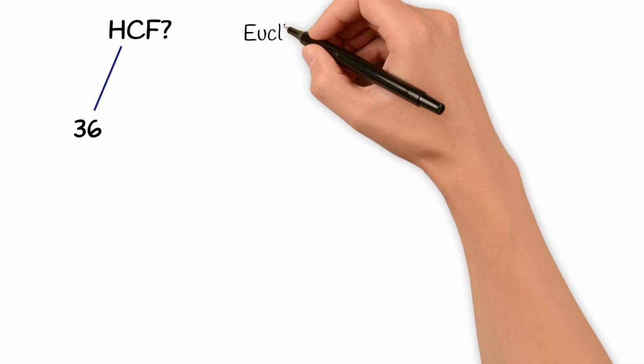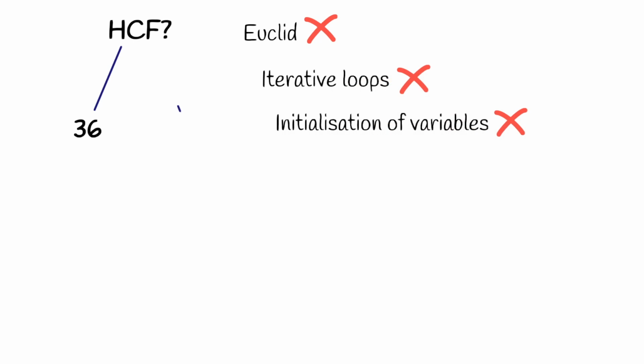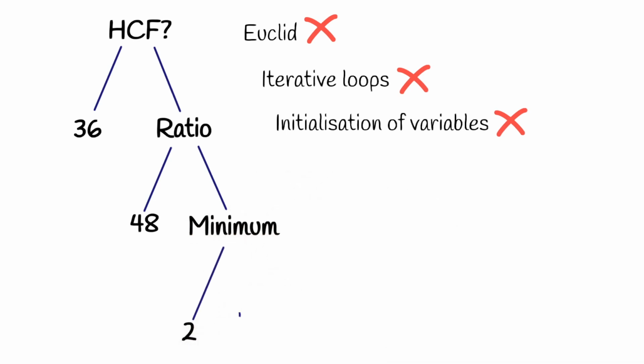You want a highest common factor? Then just say it, and say what the two numbers are. Don't start talking about Euclid and iterative loops and initialization of variables. One of those two numbers came from somewhere else? Say where. Keep going all the way down to the most granular level. Let's look at some simple examples.